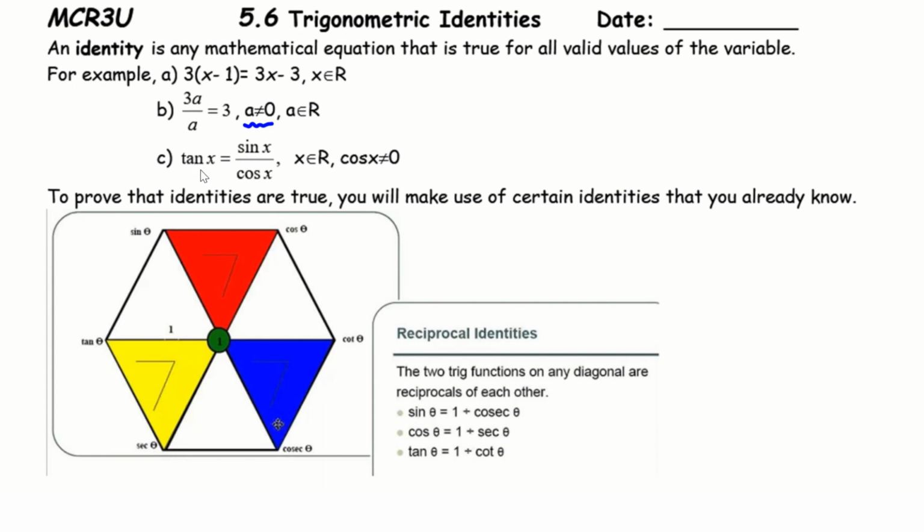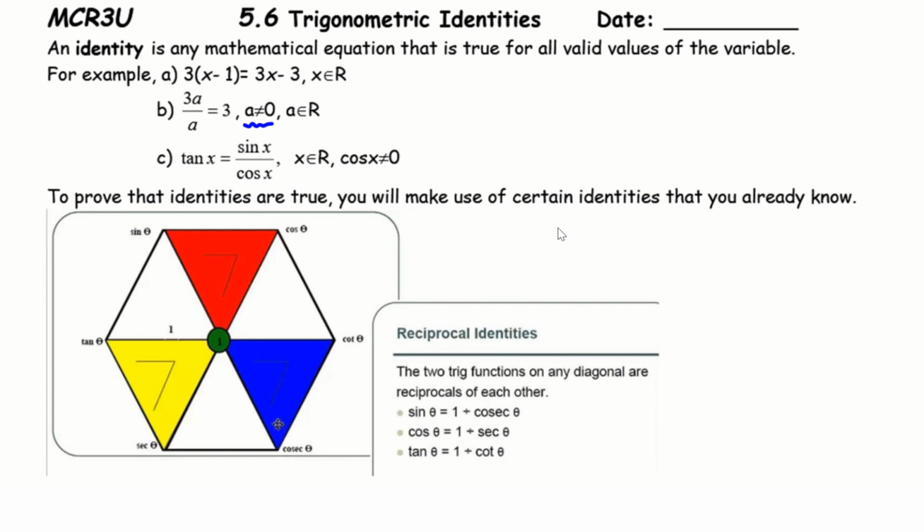And for the trig identities, we have the formula tangent x equals sine x over cosine x. Cosine x couldn't be 0. This is an identity too, but because it has trig ratios, we call it a trig identity. In order to prove the identities are true, we are going to make use of certain identities that we have known before.